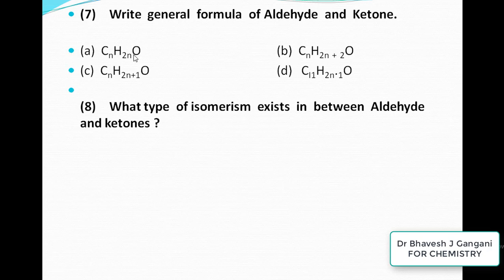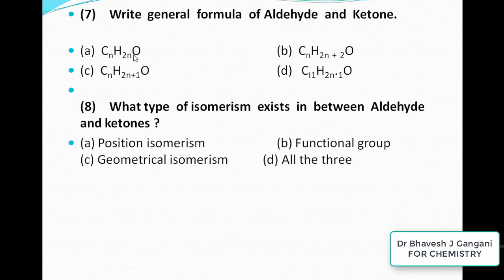Now question number 8. What type of isomerism exists between aldehyde and ketone? Four different types of options are given. Now you know that aldehyde and ketone both have the same molecular formula but have a different functional group. So they exhibit functional group isomerism. So the answer of question number 8 is B, functional group isomerism.